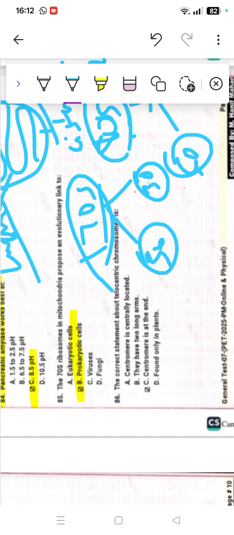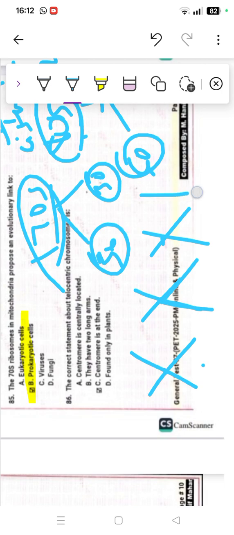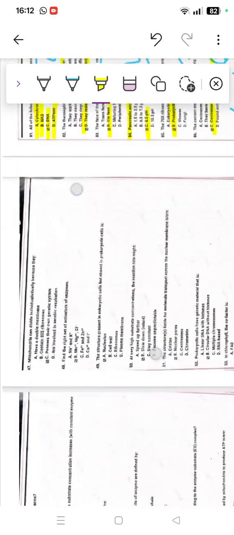Next question: the correct statement about telocentric chromosome. We have different types of chromosomes. If the centromere is at the middle, it's called metacentric. Submetacentric is when the centromere is a little higher than the middle. Then acrocentric is a little higher still. But in the telocentric stage, the centromere comes at the end. So the centromere is at the end, and this is the right option.